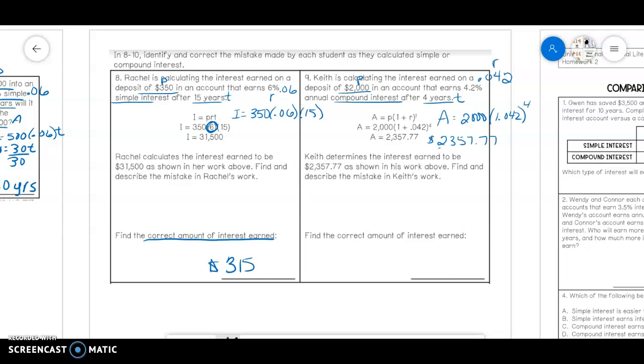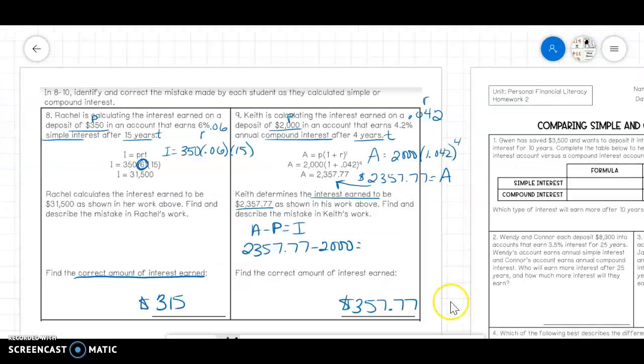So they actually worked it out correctly, but it says Keith determines the interest earned is the 2,357.77. No, that is your account balance. You have to do A minus P to get I, because this A includes the principal and the interest. So if I have 2,357.77 minus 2,000, then I have an interest amount of 357.77, and that was the end of day 1.